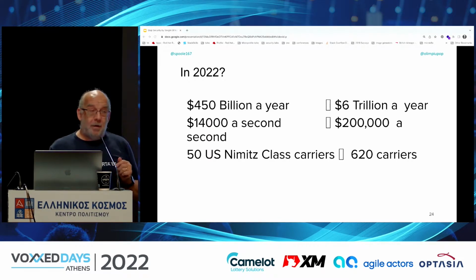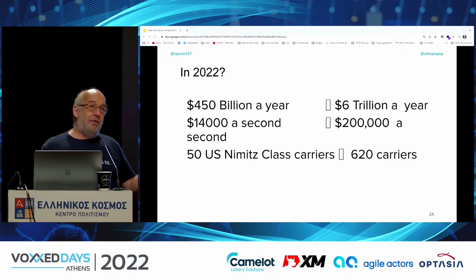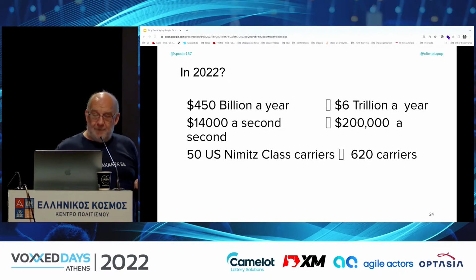Oh, I've lost my arrows. I apologize, those squares are actually arrows. So 2016, 450 billion a year. 2022, $6 trillion a year. And I think the bottom line puts it in more perspective. You used to be able to buy 50 nuclear-powered aircraft carriers. Now you can buy 620. Is that scary? Because this is what the bad guys are making.